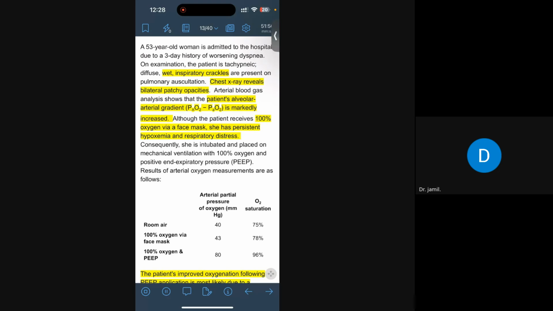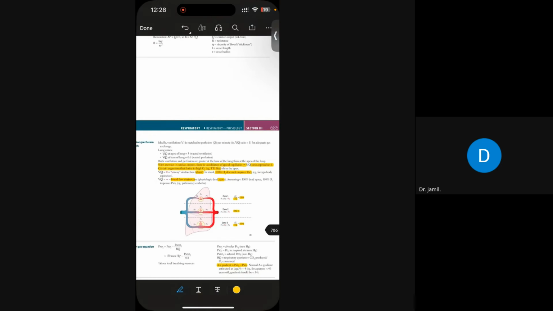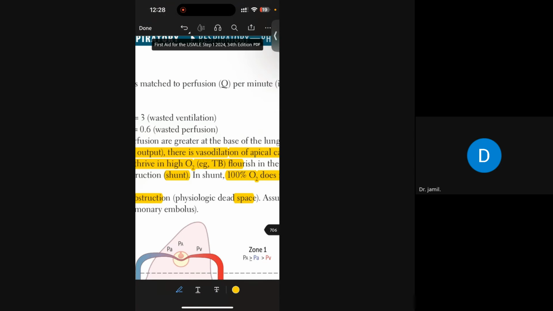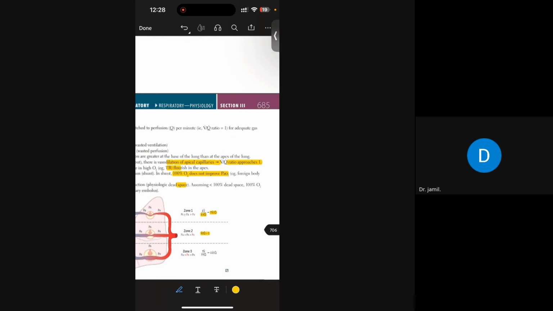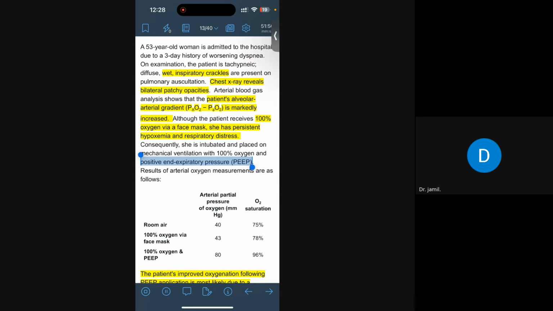See, although the patient receives 100% oxygen via face mask, he has persisted hypoxemia. Can you see this line? The patient's condition does not improve on 100% oxygen. Its condition improved when we gave it PEEP. And we have read that in shunt, 100% oxygen does not improve PaO2, which is consistent with our question.